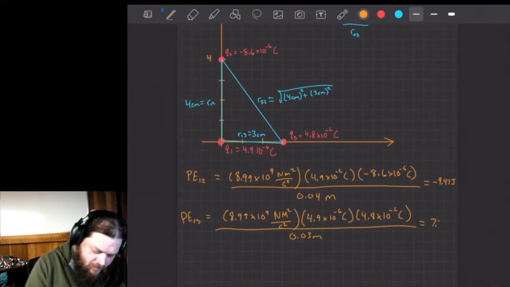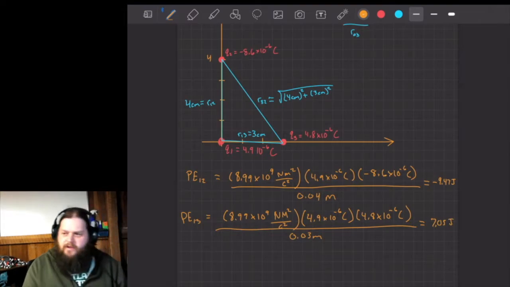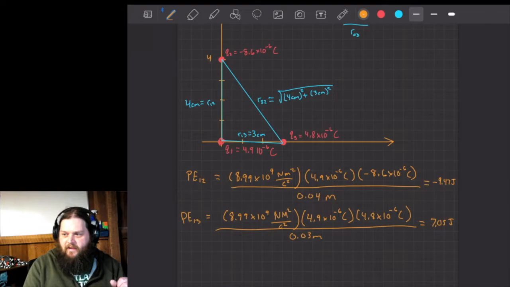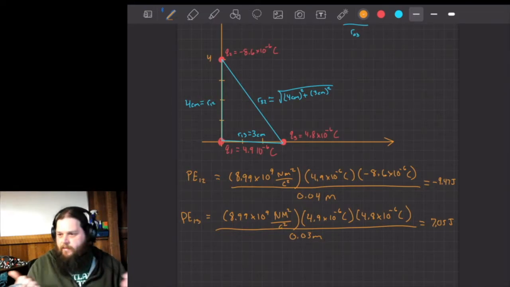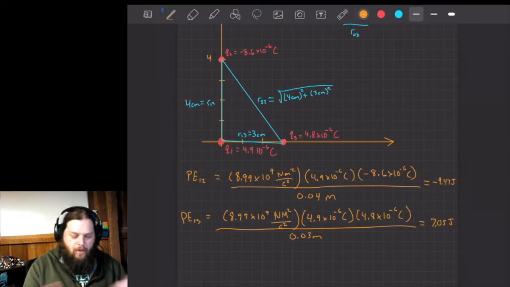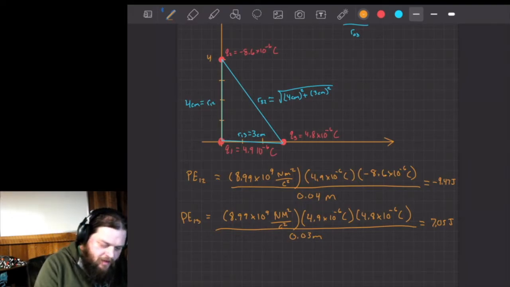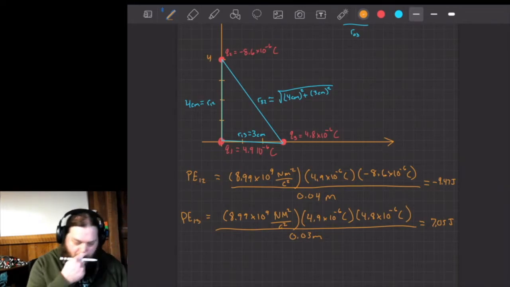So that's 7.05 joules. And notice that the potential energy for Q1, Q2 is a negative value because they are opposite charges, basically. So the attraction force is going to be a negative potential energy. But since Q1 and Q3 are both positive charges, it's going to have that repulsion force, giving it a positive potential energy. Now we just have to find the potential energy between Q3 and Q2.